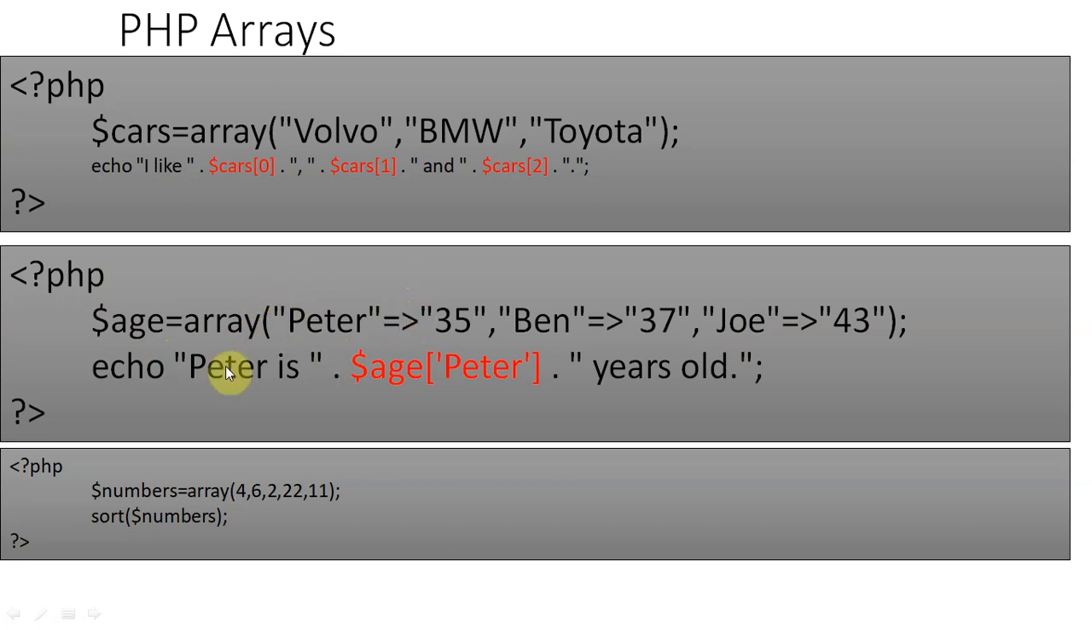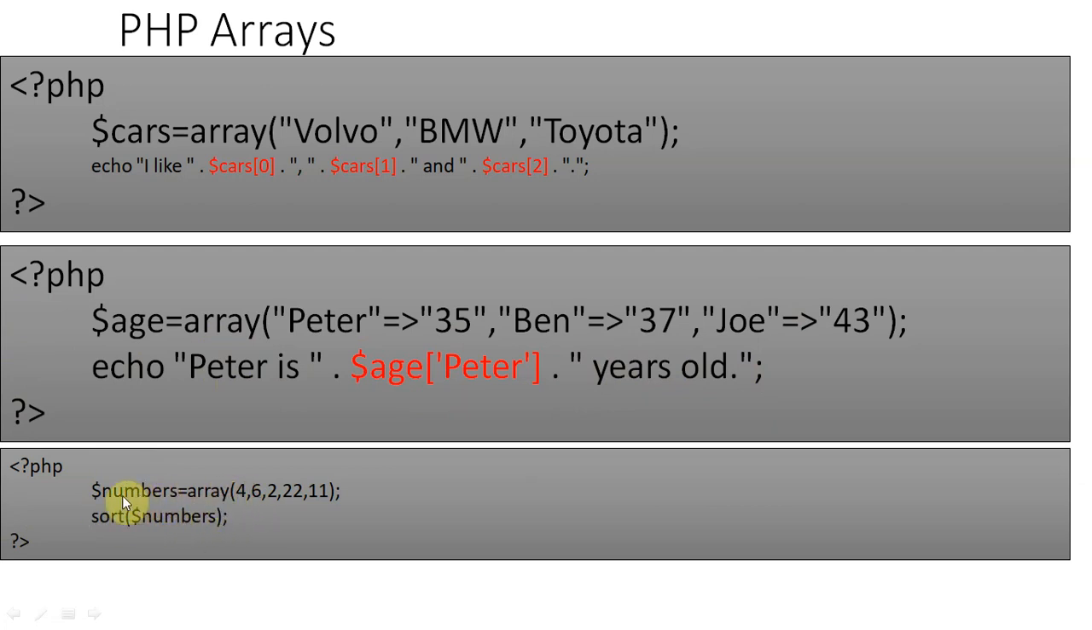Suppose we have to print the age of Peter. In that case we will write echo Peter is, age Peter, the Peter position of the age array. In the Peter position of the age array we have 35, so it will display 35. So Peter is concatenated with 35, then a dot, and again it is concatenated with the year home. This way we have written this one.